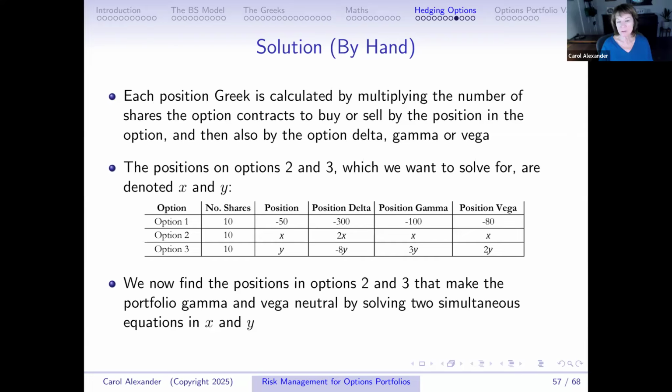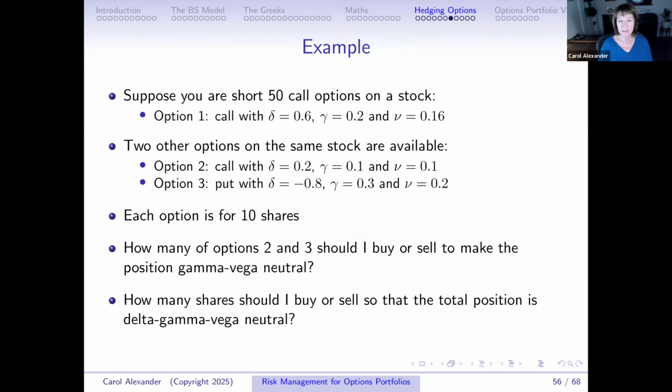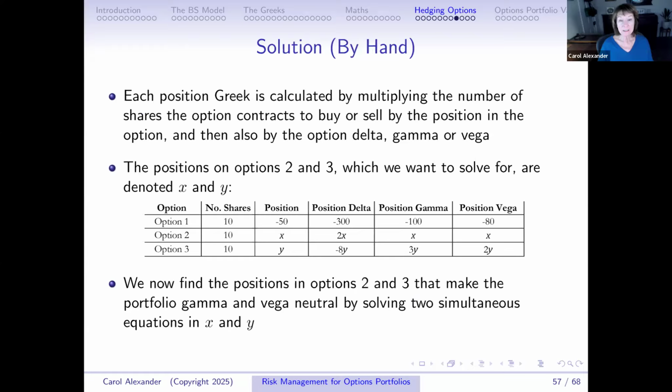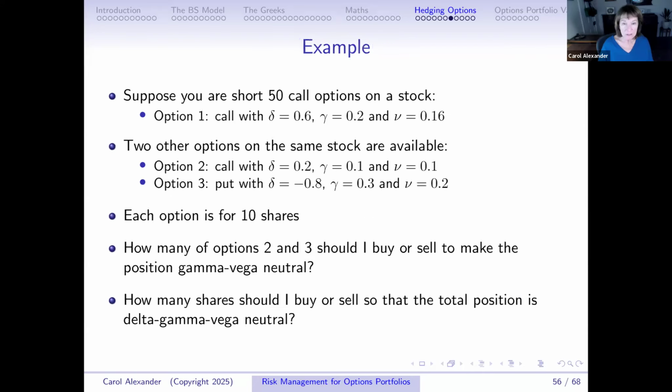So let's call them X and Y. But we can still use the delta, gamma, and vega to write down the position deltas, gammas, and vegas in terms of X, in terms of the position. So for the first one, you've got delta is 0.6, gamma is 0.2, vega is 0.16, and then the position: you've sold 50 of them, yes, short 50. So the position is minus 50.